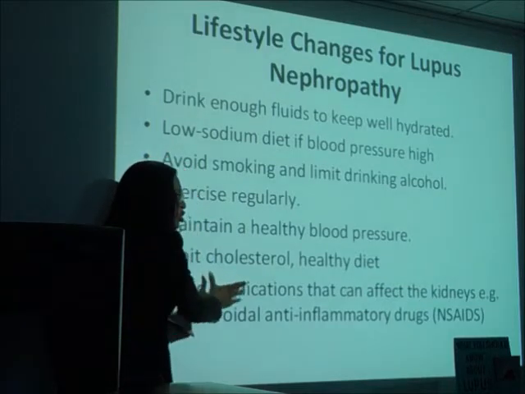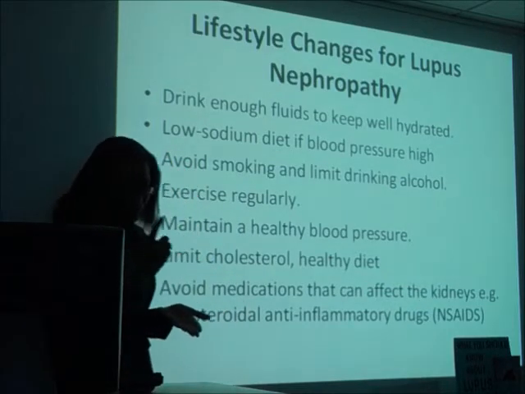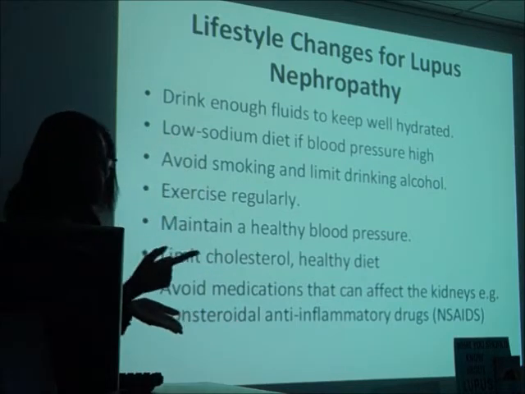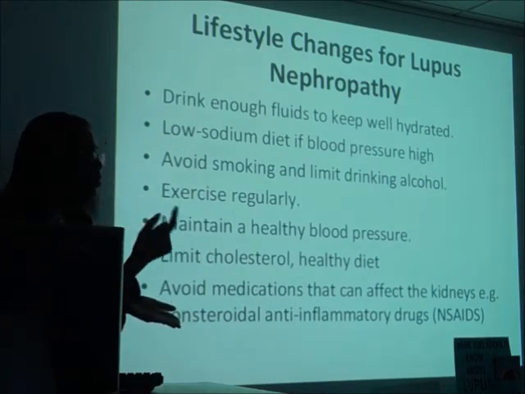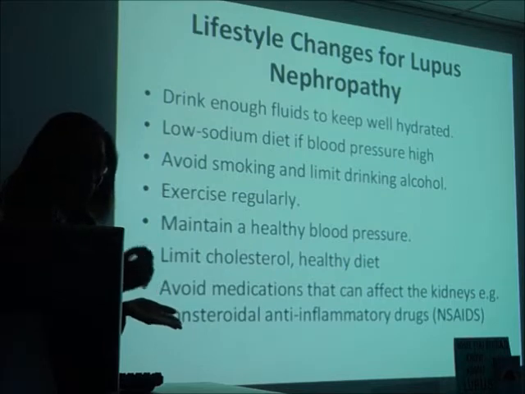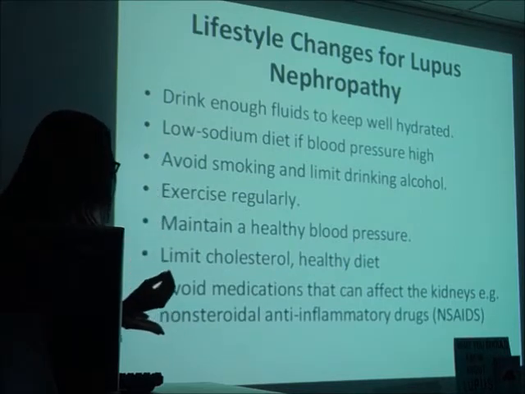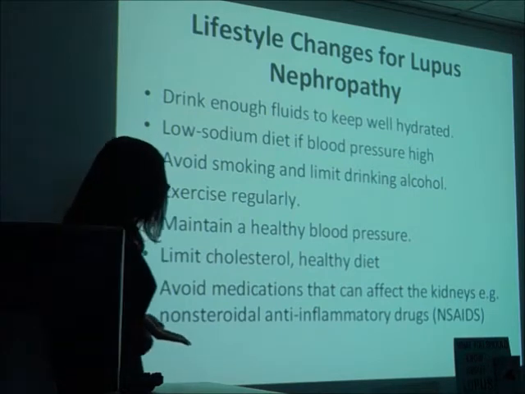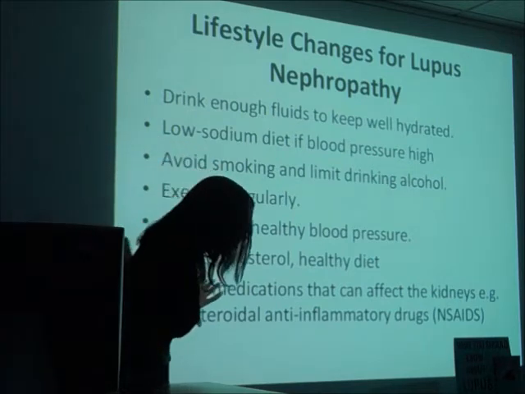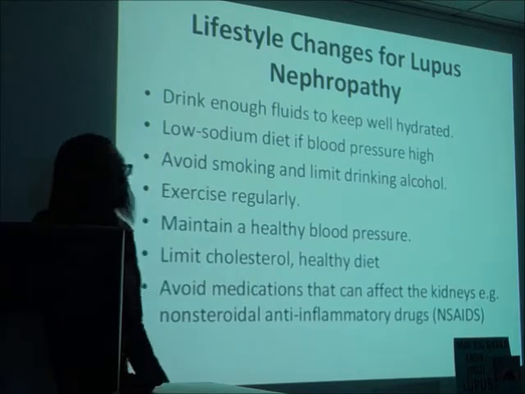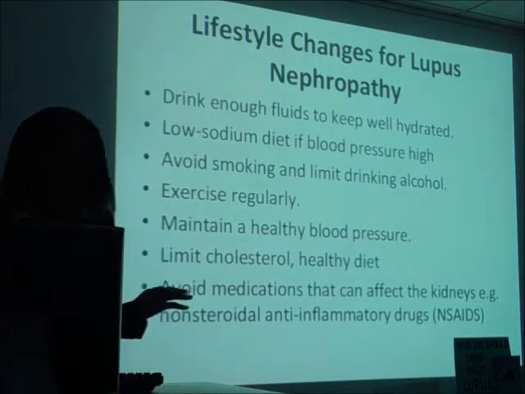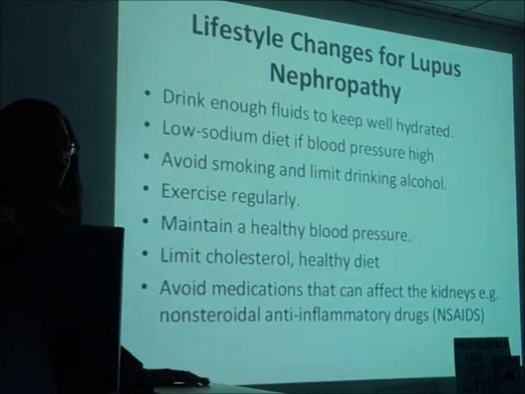Limiting cholesterol, because remember, cholesterol is that substance, yes, it's in all those fried foods, cream cakes as it were, that furs up the blood vessels, but that contributes to hypertension and actually to kidney disease. And then avoid medications that affect the kidneys, especially if one has got kidney disease.